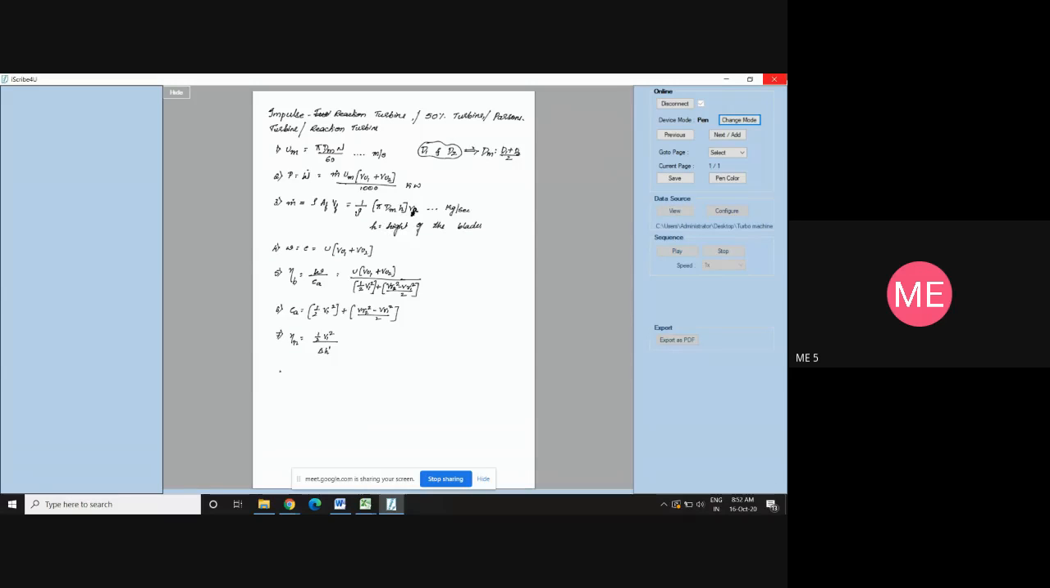Next. Maximum efficiency is equal to 2 cos square alpha 1 divided by 1 plus cos square alpha 1. This is the maximum blade efficiency. And the condition for maximum efficiency? Condition for maximum efficiency is speed ratio optimum equal to cos alpha 1, also called Umax divided by V1.